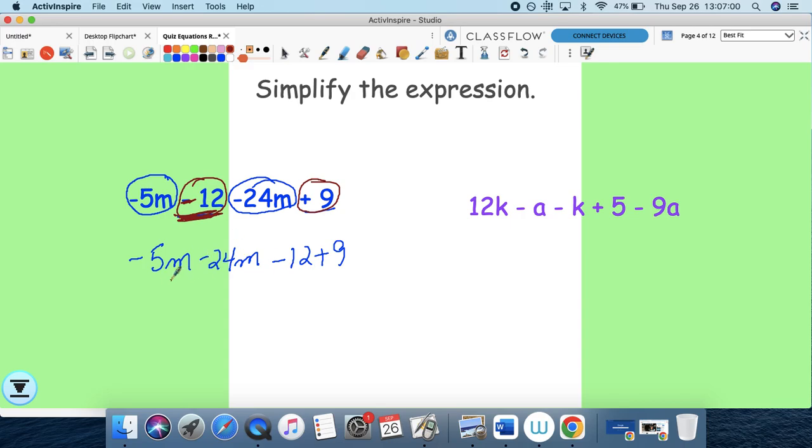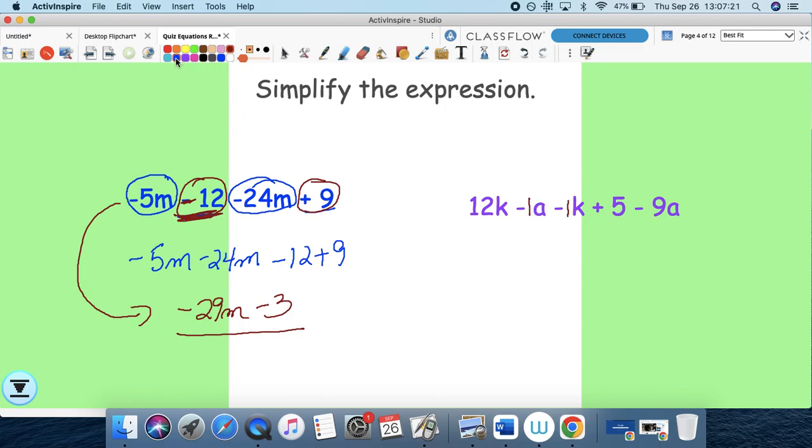So now you can combine like terms. Negative 5 and negative 24 will give you negative 29. You'll have a calculator tomorrow. And negative 12 plus 9 is negative 3. So this original expression simplified, when you combine like terms, becomes negative 29m minus 3. Same thing here. If you want to put a 1 here, you can. If you want to put a 1 here, you can.